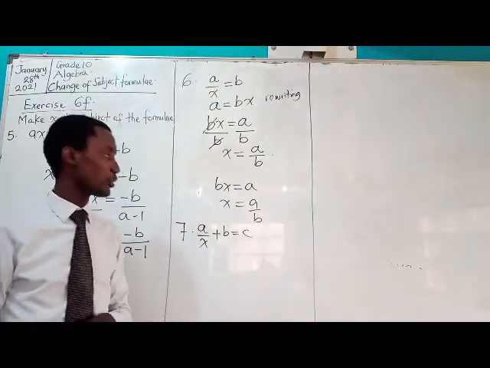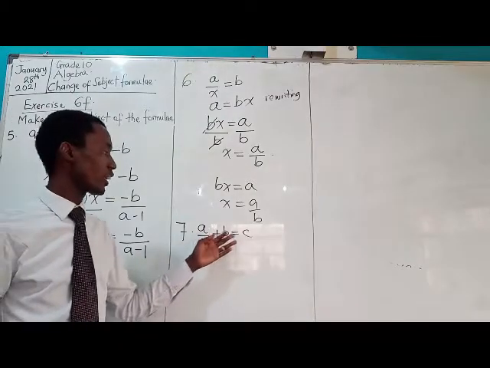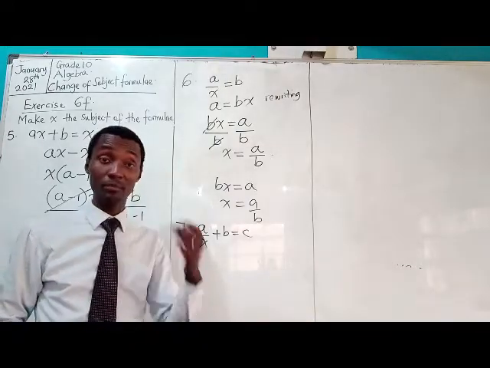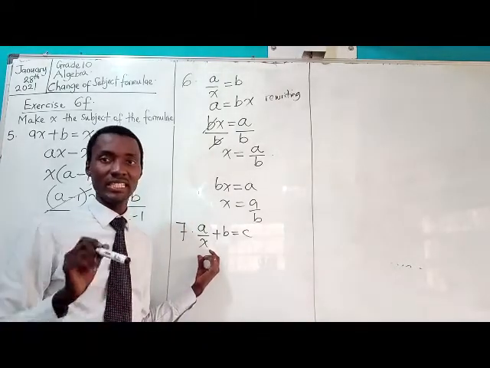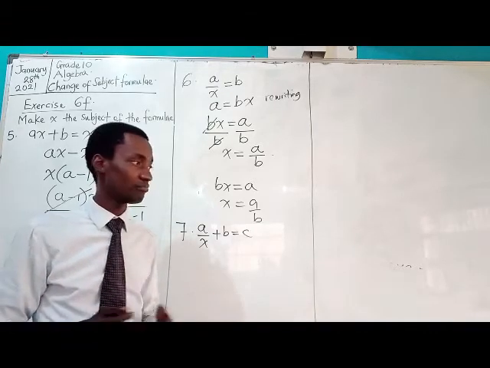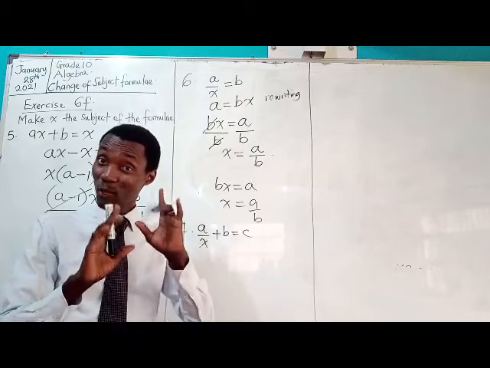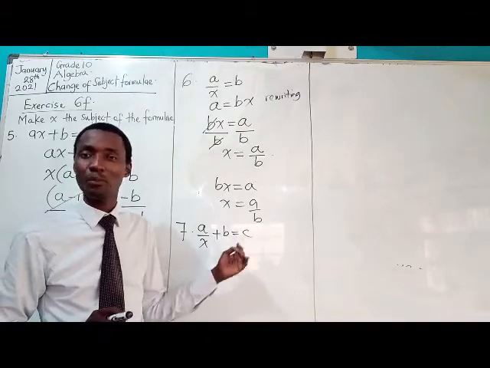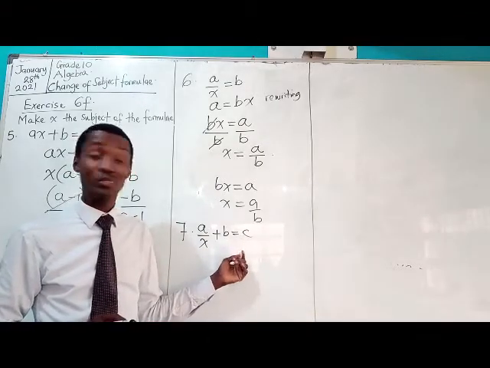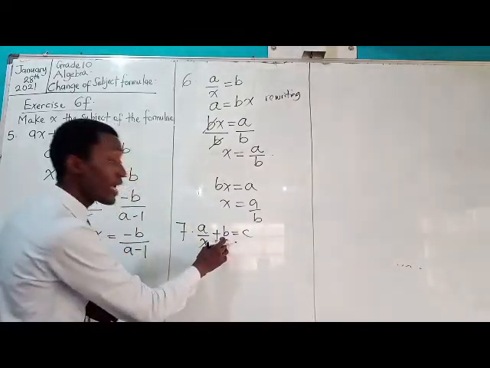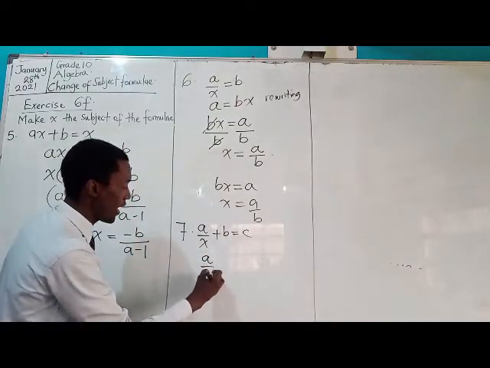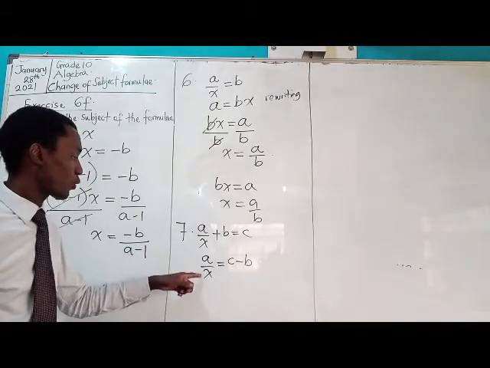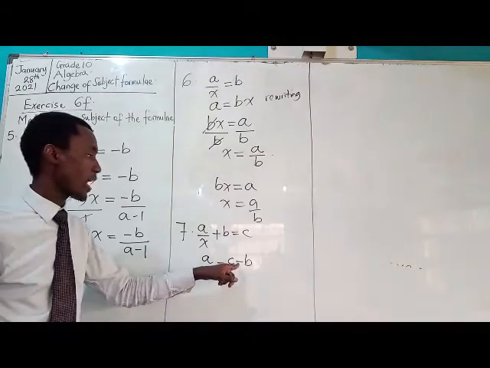Now, let's look at the next question we have on the board. A over X plus B equal to C. Here, the subject is on the left-hand side, but there's a problem. The subject is still a denominator. So what do you do? But that's not where the bigger problem is. These letters need to be dealt with first. I don't need them on the left-hand side. So this is what I can take care of first. Or rather, this letter, I don't need it. So I'll have A over X equal to what? C minus B.